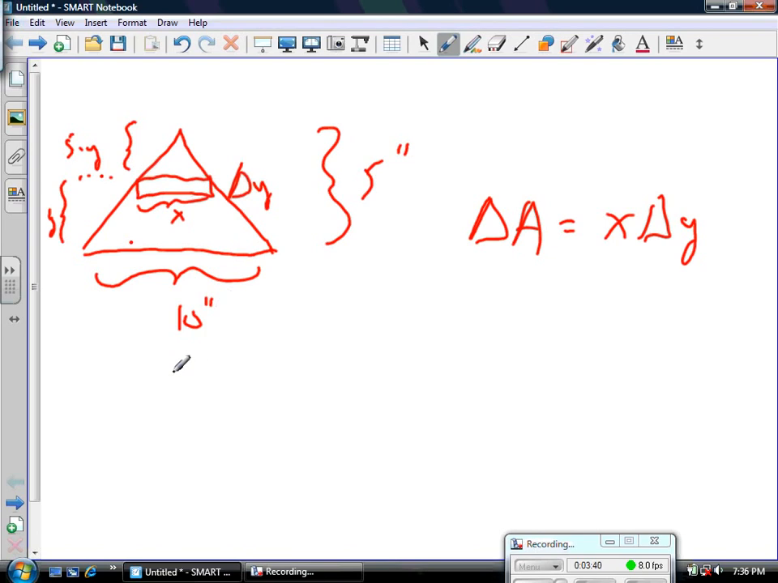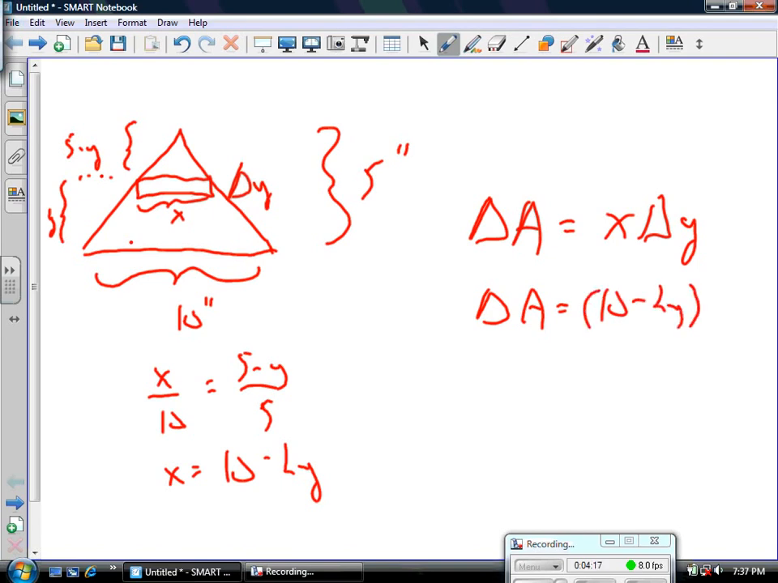Okay. So if I say base of the little is to base of the big, as height of the little is to height of the big, I could find an expression for x in terms of y. How do I get x alone? How do you get rid of the 10? Multiply. What's 10 fifths? 2. Can you distribute that? X equals what? 10 minus 2y. So I'm going to rewrite my Riemann statement in terms of just one variable: 10 minus 2y delta y.